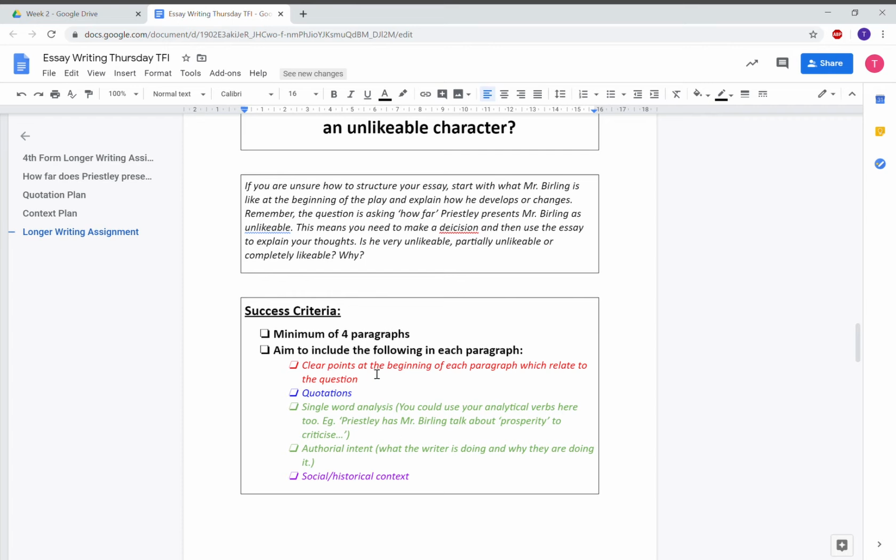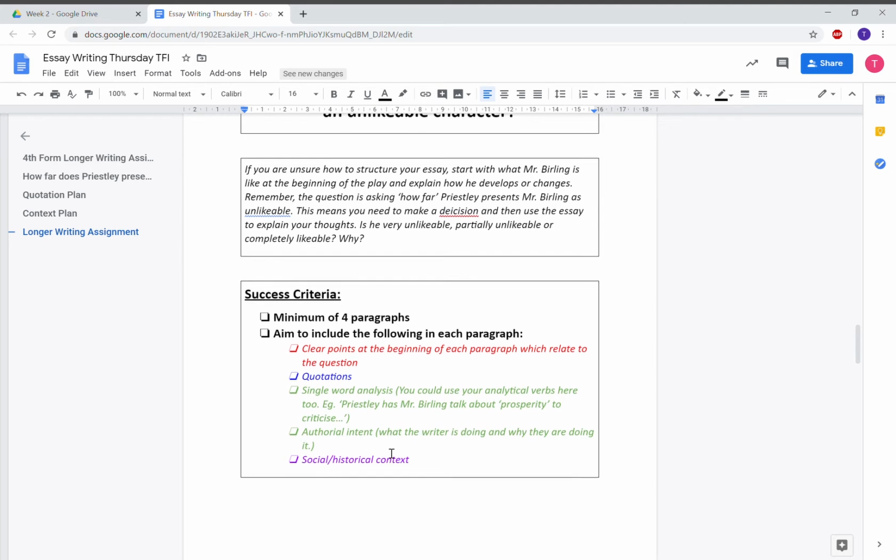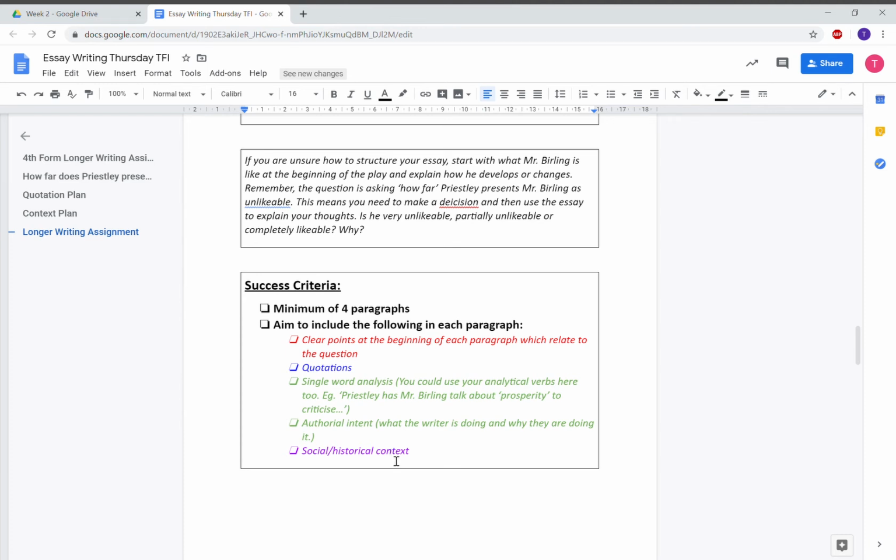So a clear point at the beginning of each paragraph, which relates to the question. A quotation to support your point, some analysis, so for example, single word analysis, authorial intent, so what the writer is doing and why they're doing it, but also, and what makes this slightly different to English language, because this is literature, you also want to include some social or historical context.